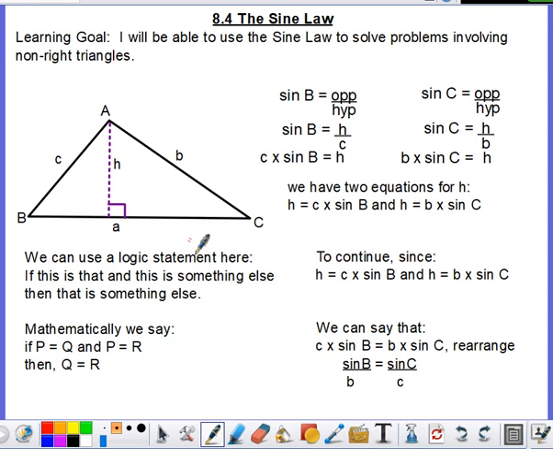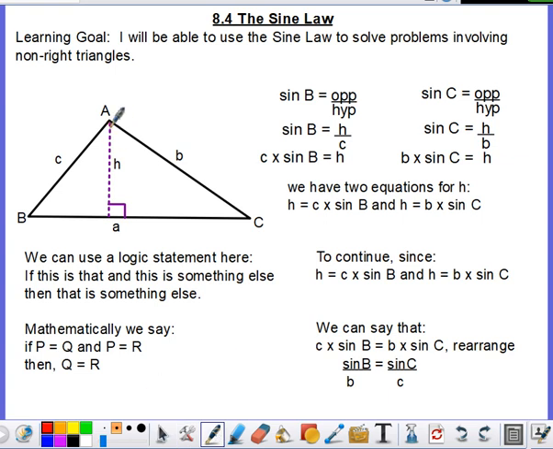Okay, so consider the scalene triangle ABC, and what I've done here is I've put in this altitude like that, and I called it h, meaning height. It's the vertical height, and we know it's the vertical height because the height meets the base at 90 degrees. So what we now have are two right triangles.